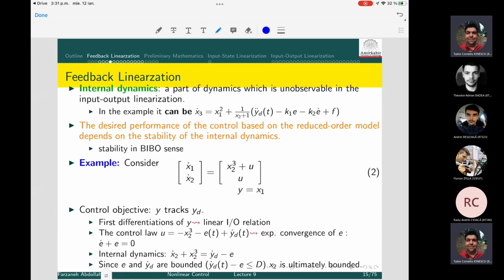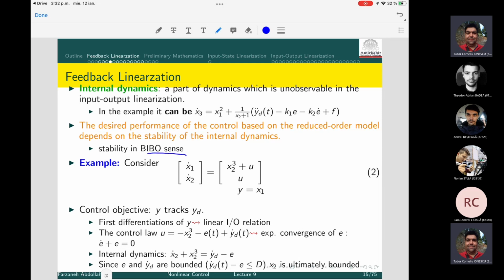Feedback linearization, we continue. Internal dynamics is a part of the dynamics which is unobservable in the input-output linearization. This is called the internal dynamics of the system. In the example, it can be x3 dot is x1 squared plus 1 over x2 plus 1, with y differentiated twice, minus this function. So this is the internal dynamics of the system. The desired performance of the control based on the reduced order model depends on the stability of the internal dynamics. And here's an example.